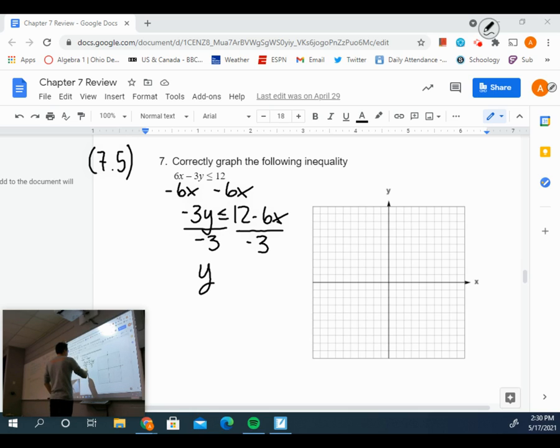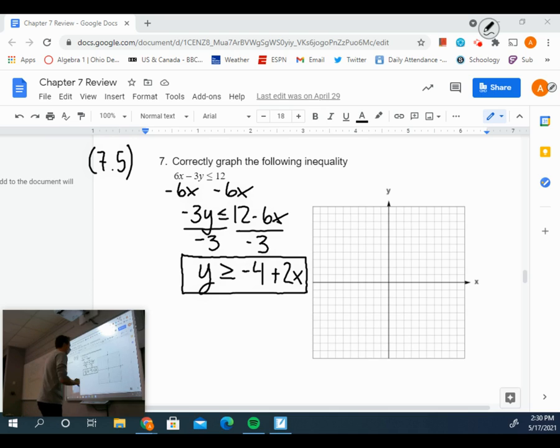When I divide by a negative, as we learned way back in Chapter 3, when you divide both sides by a negative, or multiply both sides by a negative, you must flip your inequality. Not because there's a -6 there, but because the value I'm dividing by is negative. And I have to make sure that when I divide by -3, I don't just divide the 12 or the -6, but I divide both of them. So I get -4 plus 2x, okay?